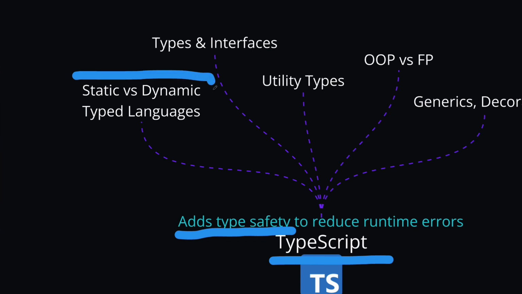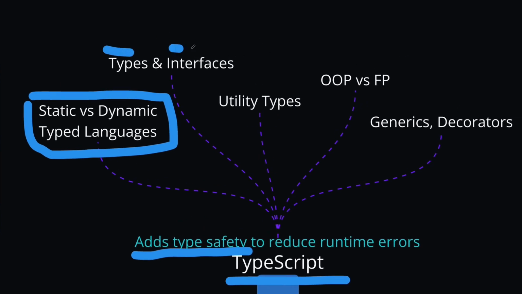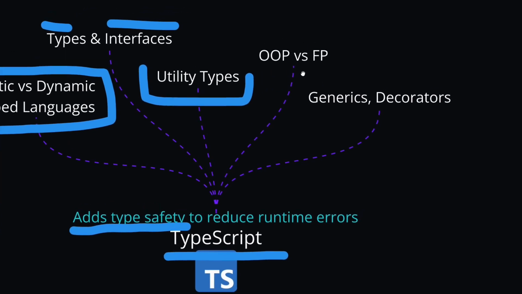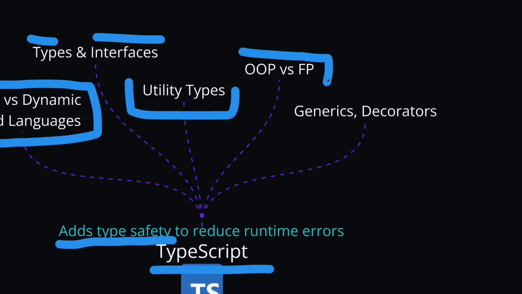First, learn about statically versus dynamically typed languages, which are TypeScript versus JavaScript, for example. Then learn about the types and interfaces in TypeScript, which help us to define the types of the variables. Then some common utility types in TypeScript, which are things like Pick, Omit, Record, and so on. And here it's also a good opportunity to learn about object-oriented versus functional programming.